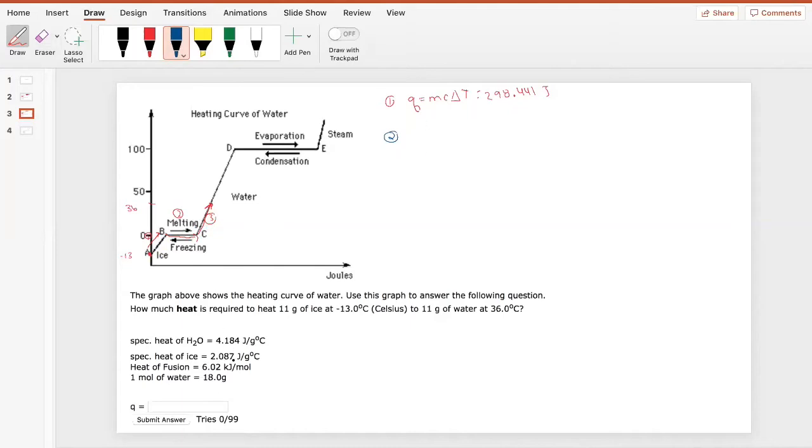Next, we want to look at step 2, which is this phase change from solid ice to liquid water. For phase changes, we have to use values like the heat of fusion. So this is when you're going from solid to liquid or vice versa. In order to use this value, it's in kilojoules per mole. So we have to know how many moles of water we have.